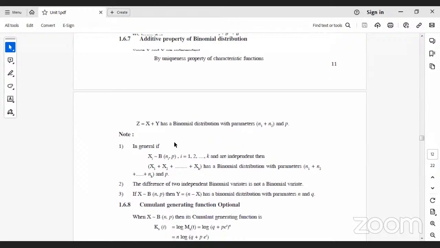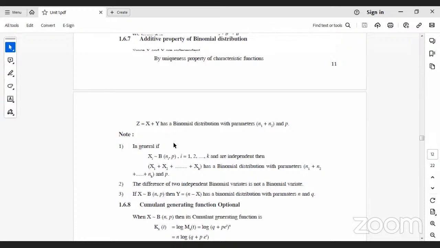In general, if Xi follows B(ni, p) for i equal to 1, 2, 3 and so on up to k are independent, then X1 plus X2 plus X3 and so on plus Xk is a binomial distribution with parameters n1 plus n2 plus n3 and so on plus nk, and p.